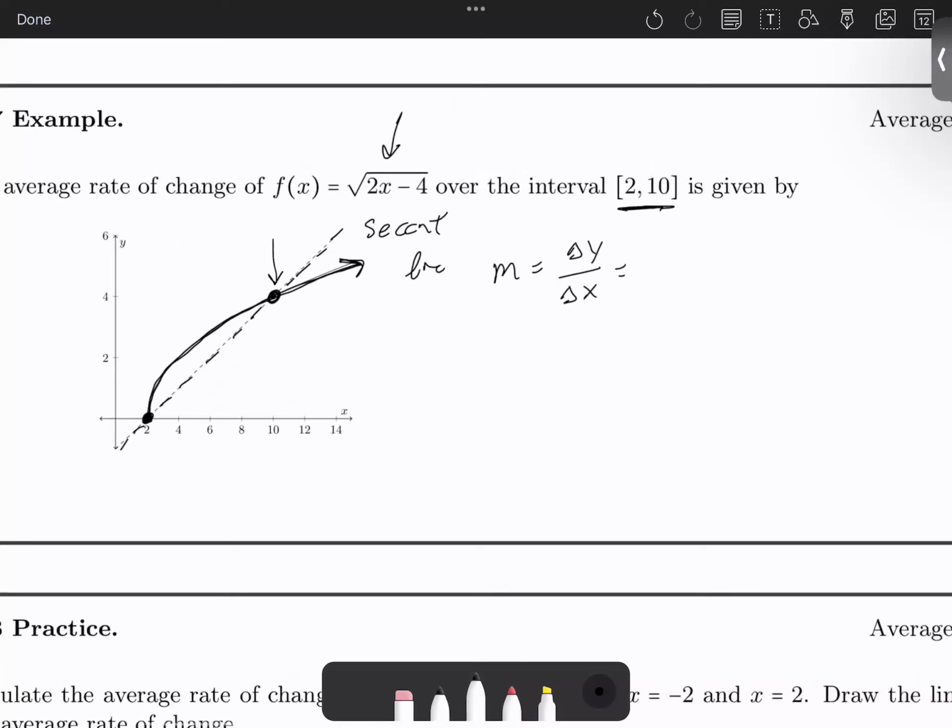So what's the y value at that point? It's your function value at 10. What's your y value at that point? It's your function value at 2. Your x value at that point is 10, and your x value at that point is 2. Right, so this is change in y over change in x. It's the slope of the secant line, the straight line that connects those 2 points on your function.